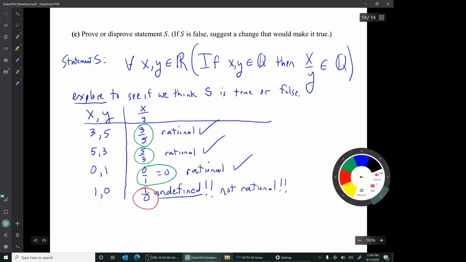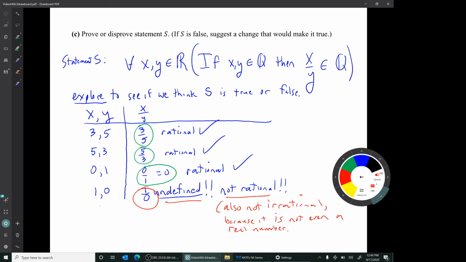But this expression does not represent a real number. It's a ratio of integers, but it does not represent a real number. So it's undefined. It's not a rational number. It's not irrational either, because it has to be a real number to qualify as an irrational. It's not even a real number. It's not a number at all. So S is false. And we should be very clear. We should present the counterexample.